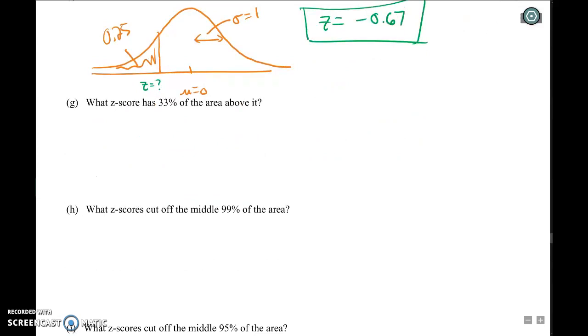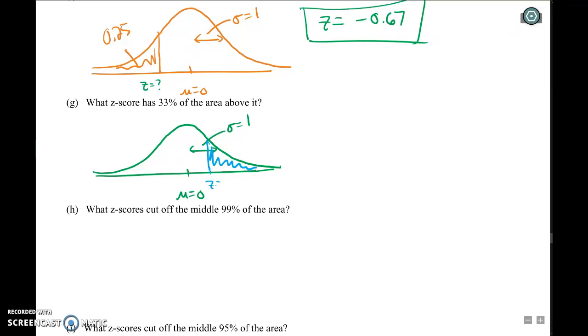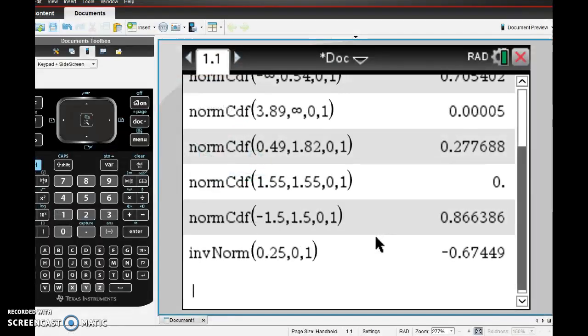33% of the area above it. Mean equals 0. Sigma equals 1. And I want 33% of the area above it. What is that z-score? Now, you cannot put in the right tail area. You have to put the area to the left. Since the area underneath the entire density function is 1, 1 minus 0.33 is 0.67. So I'm going to put the left area in, which is 0.67.